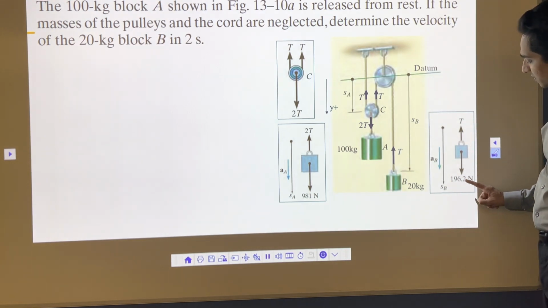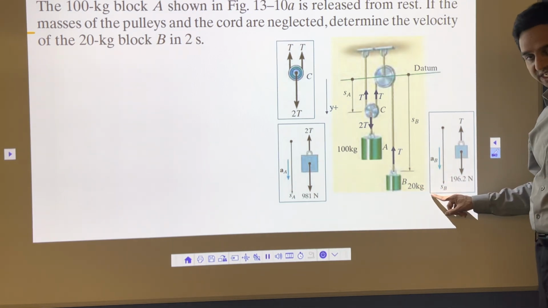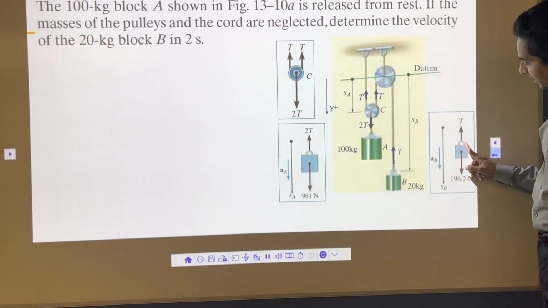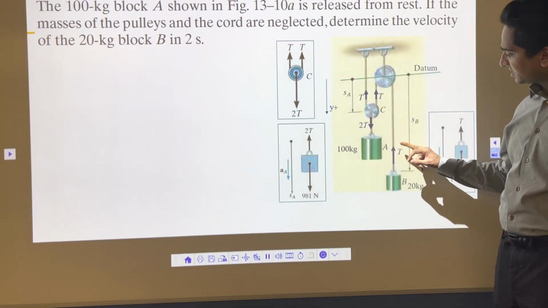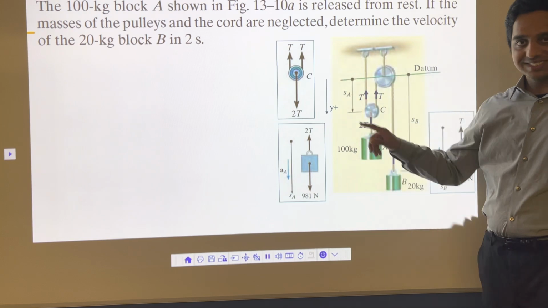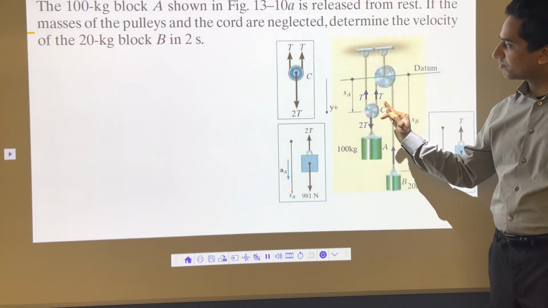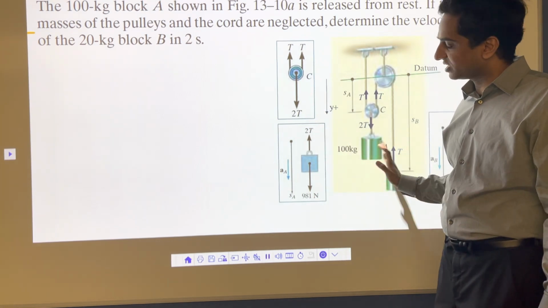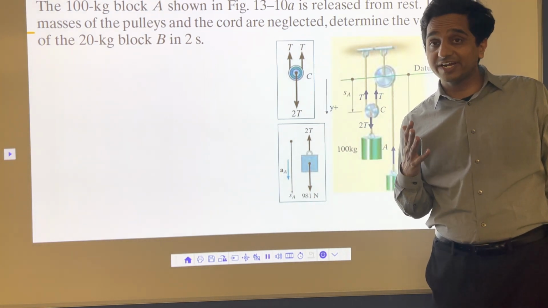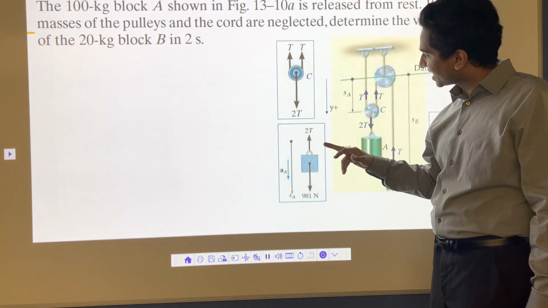So tension force here, and the weight is 196.2 downward, 20 into 9.81 downward. So that's mg, weight in the downward direction, tension upward. This T is exactly the same. The force throughout the rope is exactly the same, and that's the important part. Once you get the free body diagram right, this problem is very easy. If you don't get the free body diagram right, that's the problem. So make sure that you understand this part.